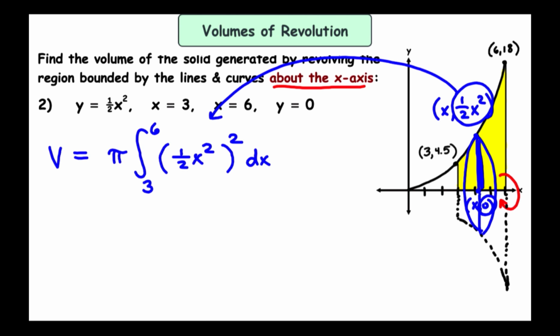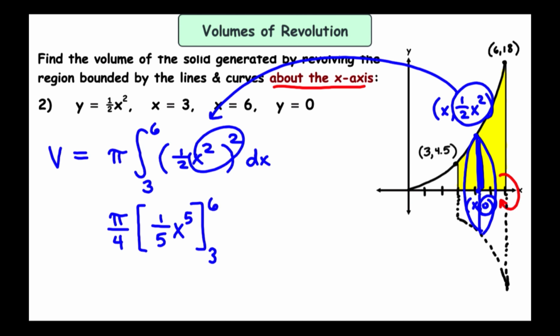I'm going to kick the 1/4 out, though. The 1/4 went out and joined the pi. The x to the 4th that's left will integrate into 1/5 x to the 5th. I'm also going to take the 1/5 and kick it out as well. That's going to make a pi over 20 out front.